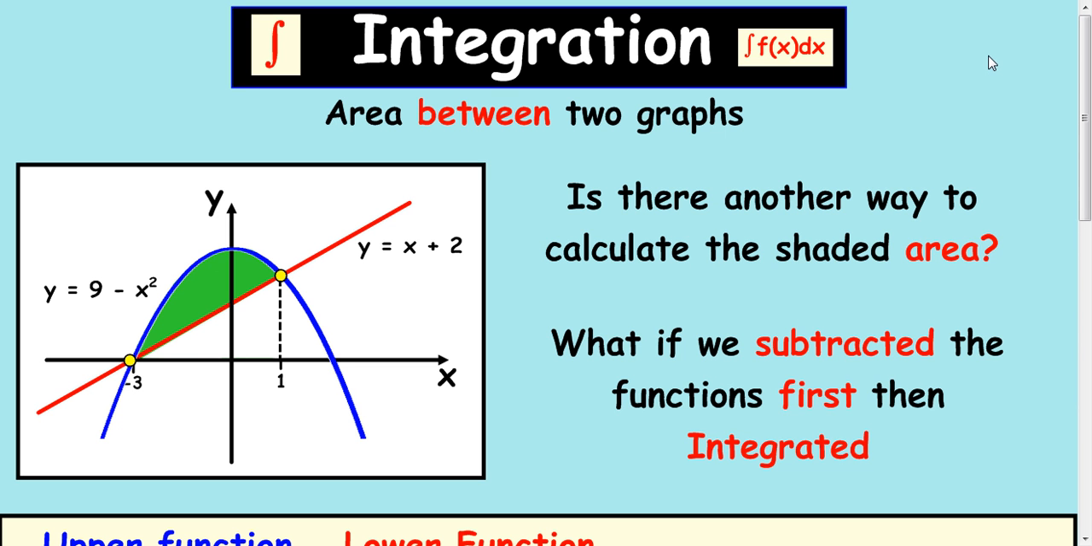In this lesson we're going to look at another way to calculate the area between two graphs. Instead of calculating area 1, working it all out from the upper function, and then the area of 2, working out the area of the lower function, and then doing a takeaway, we can do something different at the start. This allows us only to do one integration instead of two.